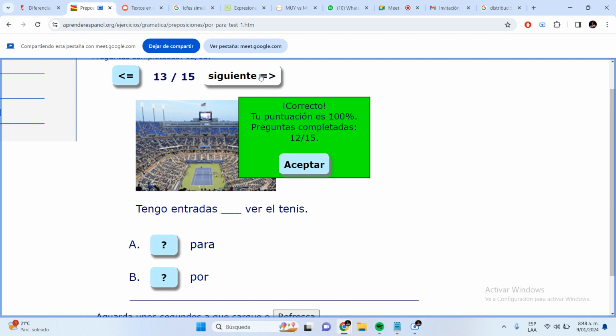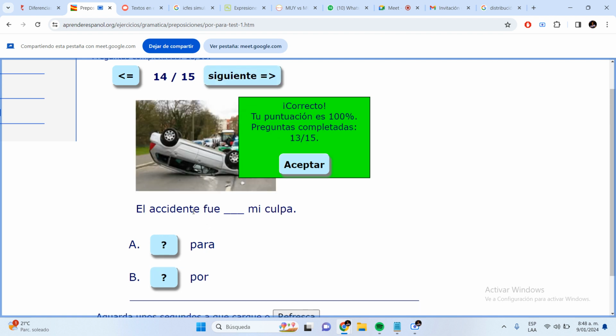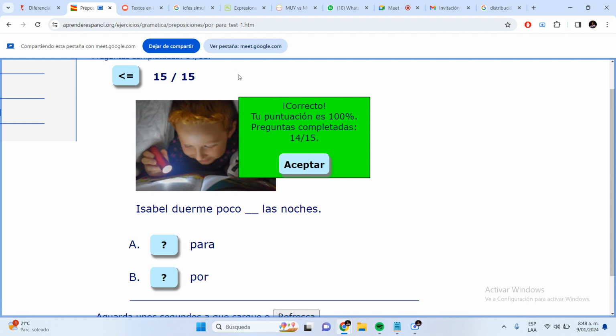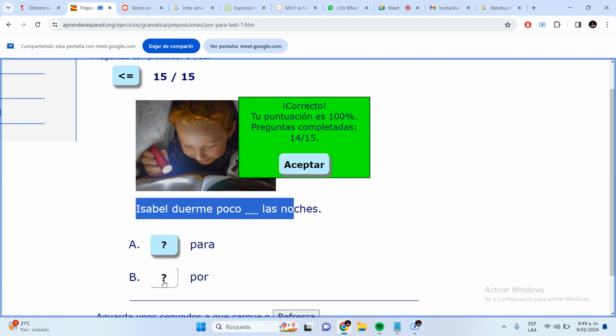Tengo entradas para ver el tenis. El accidente fue por mi culpa. Why though? Because that's like the reason, like your fault, the reason of the car accident. I just knew it because I'd heard it before, but I didn't fully understand why. Isabel duerme poco por las noches.